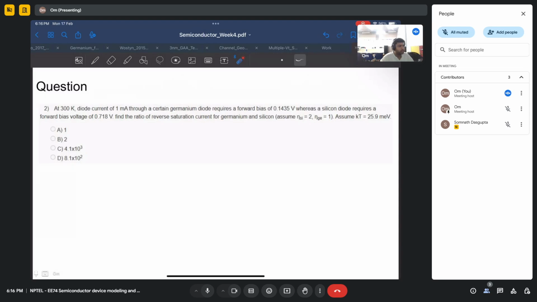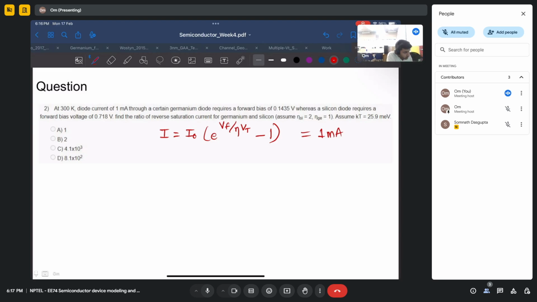Let's see how to solve this one. Okay, so we know that the current in the diode is I equals I naught, where I naught is the reverse saturation current, e to the power V forward bias voltage by eta Vt minus 1. Okay, so we know that this current, 1 milliampere, is flowing through both the germanium and the silicon diodes.